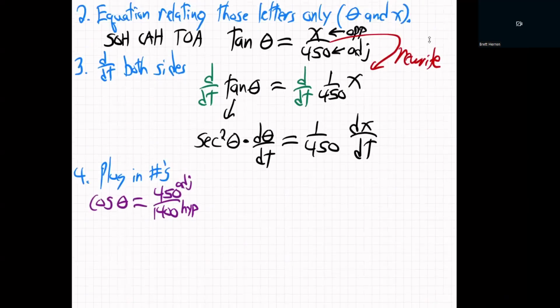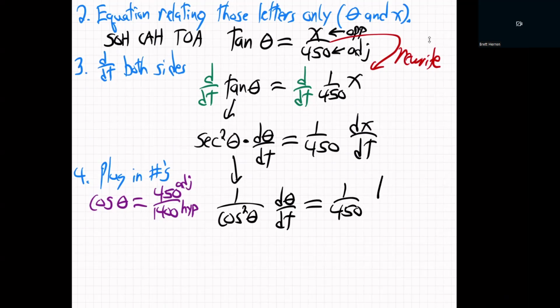Well, then I'm going to come in here and go, oh, you know what I can do? You can rewrite this, huh? This is going to be 1 over cosine squared theta times d theta dt equals 1 over 450 dx dt. See what I did? I rewrote that secant squared as 1 over cosine squared.